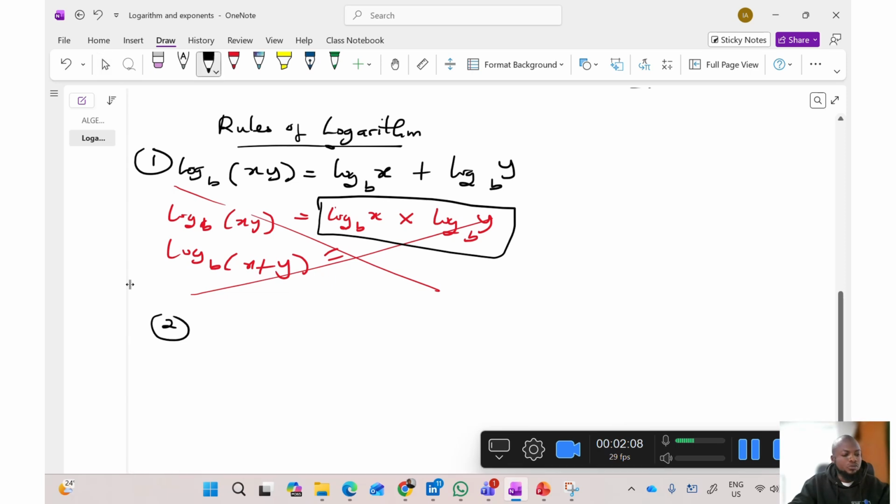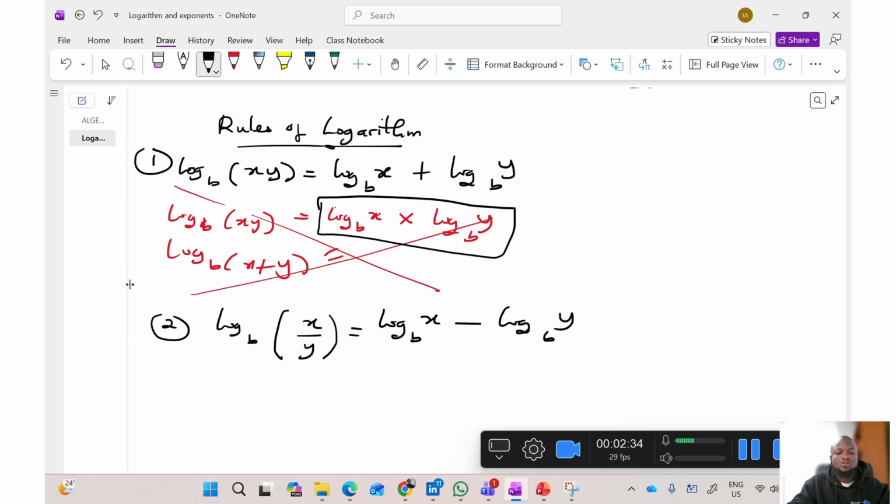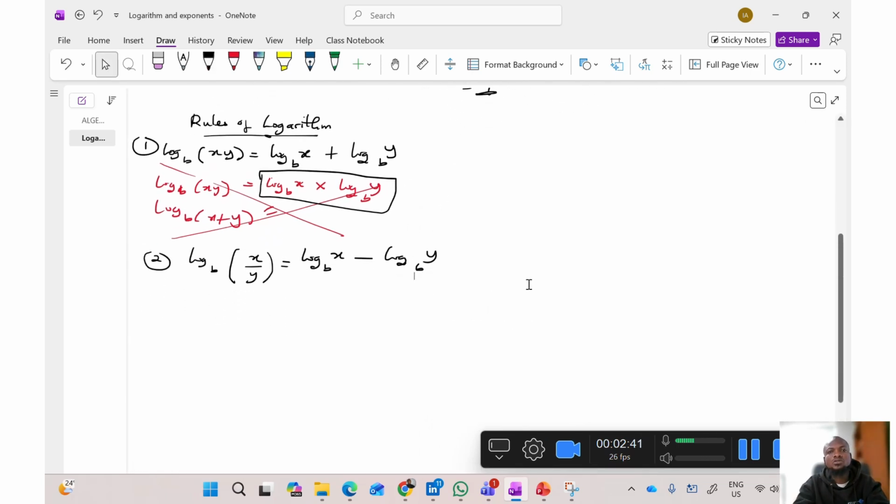Now, the second rule. The second rule is the logarithm to base b of x over y. Please don't forget this again, x over y. This is not the logarithm of x over the logarithm of y. This is the logarithm of x to base b over the logarithm of y to base b. This can be written as the logarithm of x to base b minus the logarithm of y to base b. So that is the first rule, and this is the second rule.